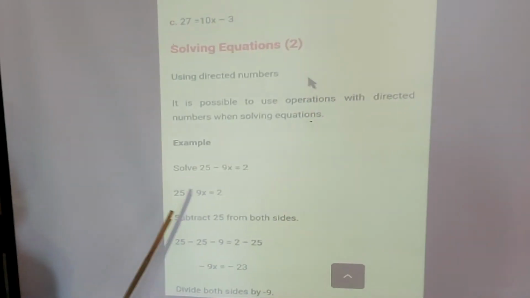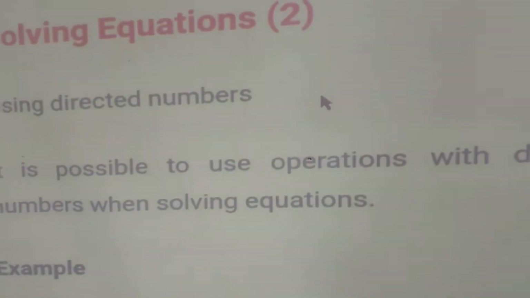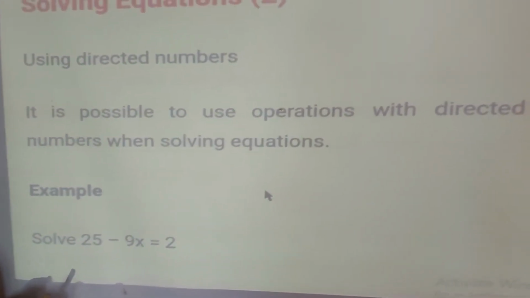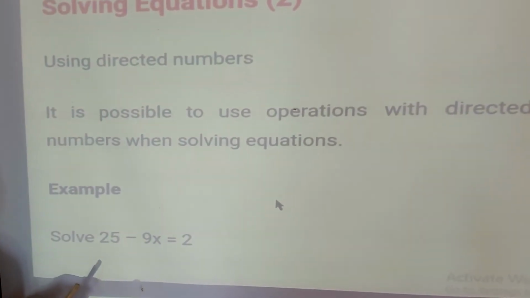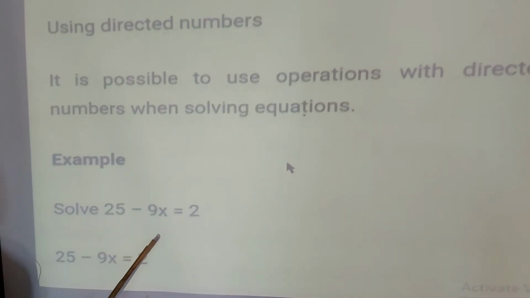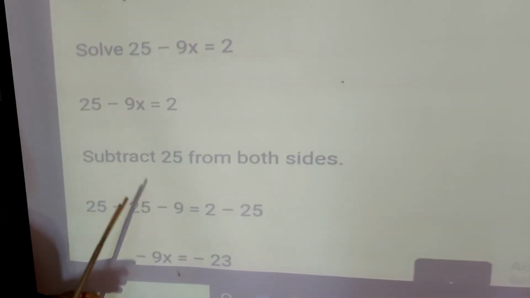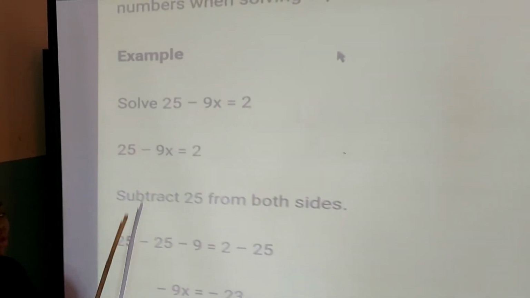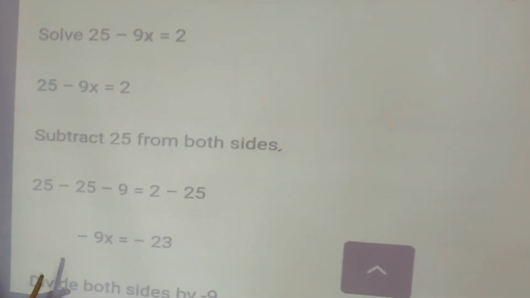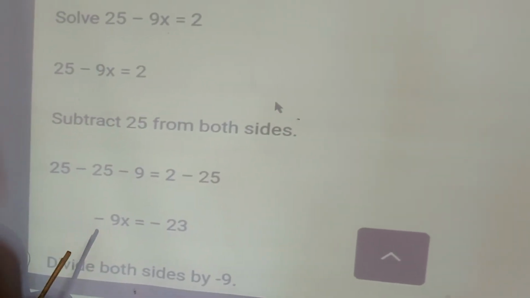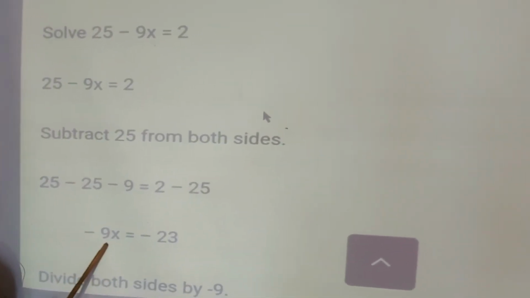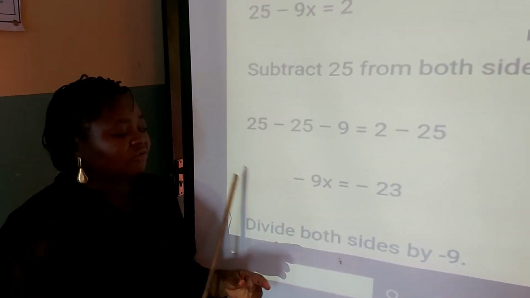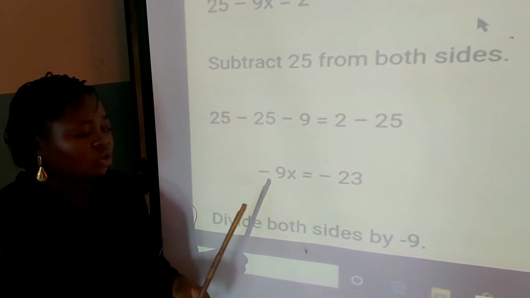Now, using directed numbers, it is possible to use operations with directed numbers when solving equations, meaning the unknown can actually be a negative value. In this case, we have 25 minus 9x equals 2. The term carrying the unknown is negative. So we start by subtracting 25 from both sides. We are left with minus 9x. Take note, the negative sign is still with the term 9x. So we have minus 9x equals 2 minus 25, and that gives us minus 23.